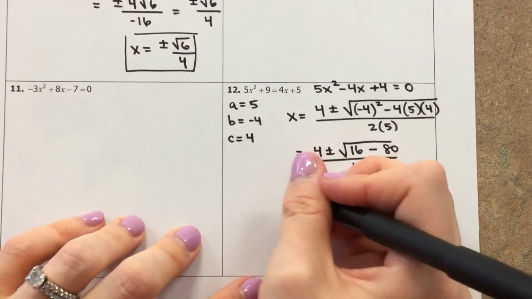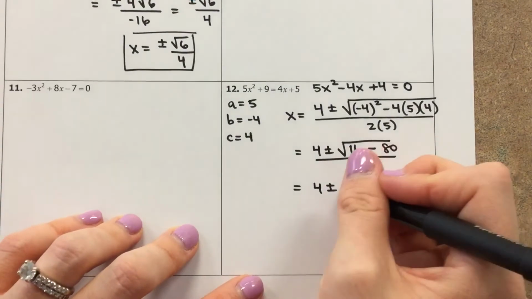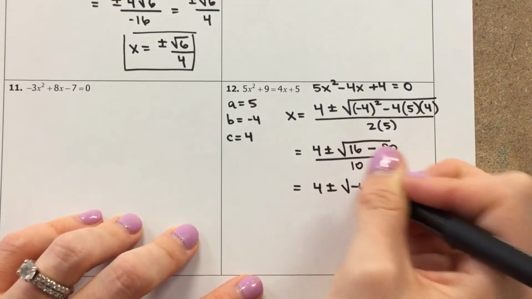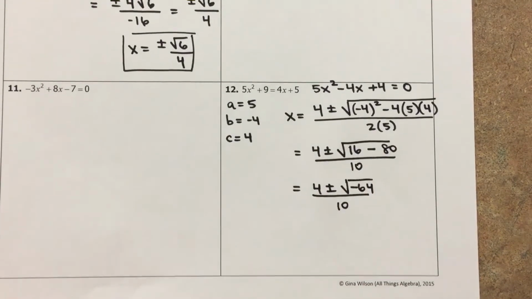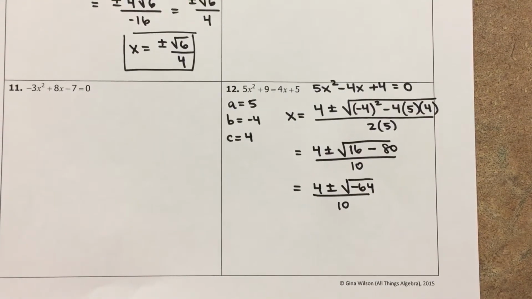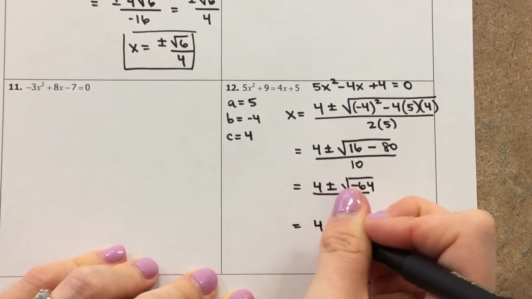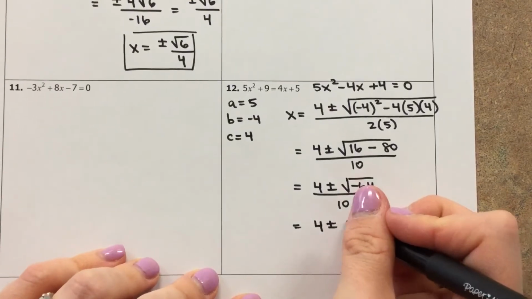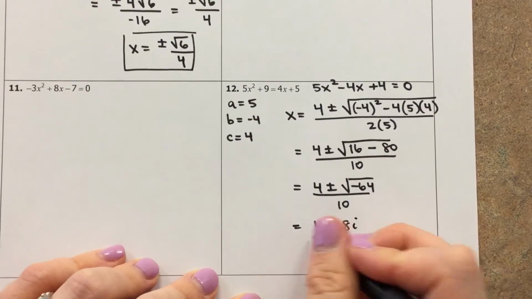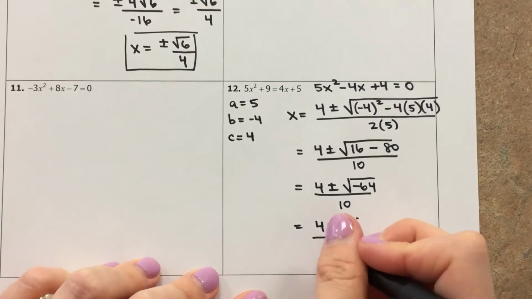So clean up that square root one more time. I have 4 plus or minus. When I take 16 and subtract 80, I get a negative 64 under my radical. Now notice that is a negative under the radical sign, which brings us back to those imaginary values. So 64 is at least an even square root. So the square root of 64 is 8. The square root of that negative is what gives me the imaginary i. So the square root of negative 64 is an 8i, and then over 10.